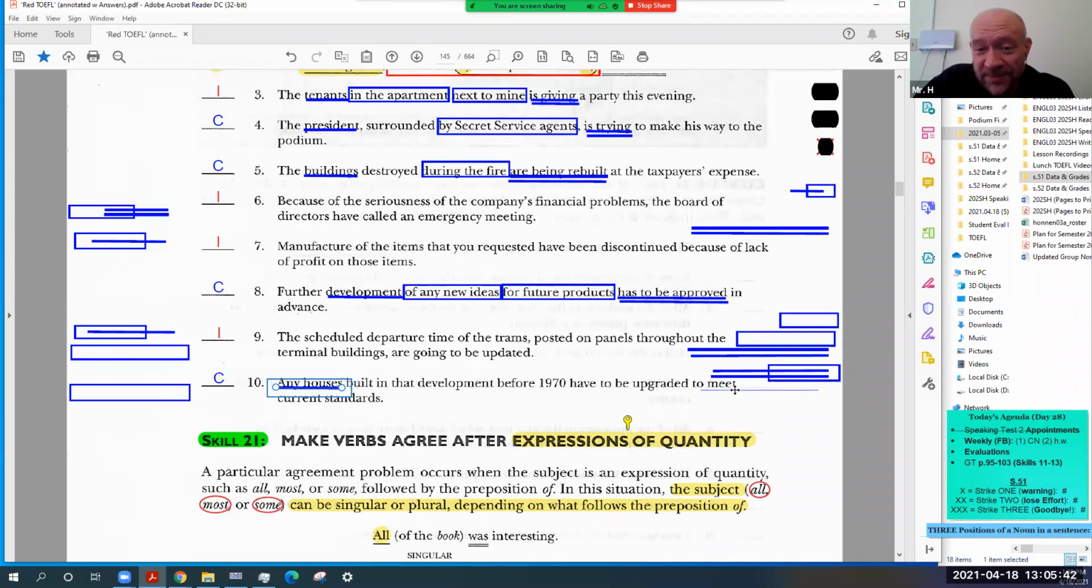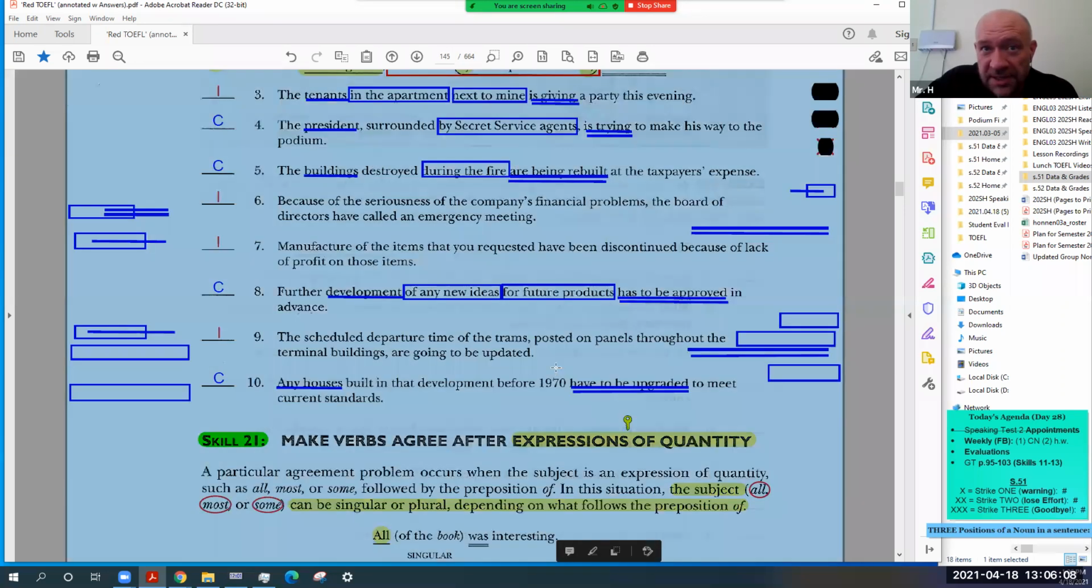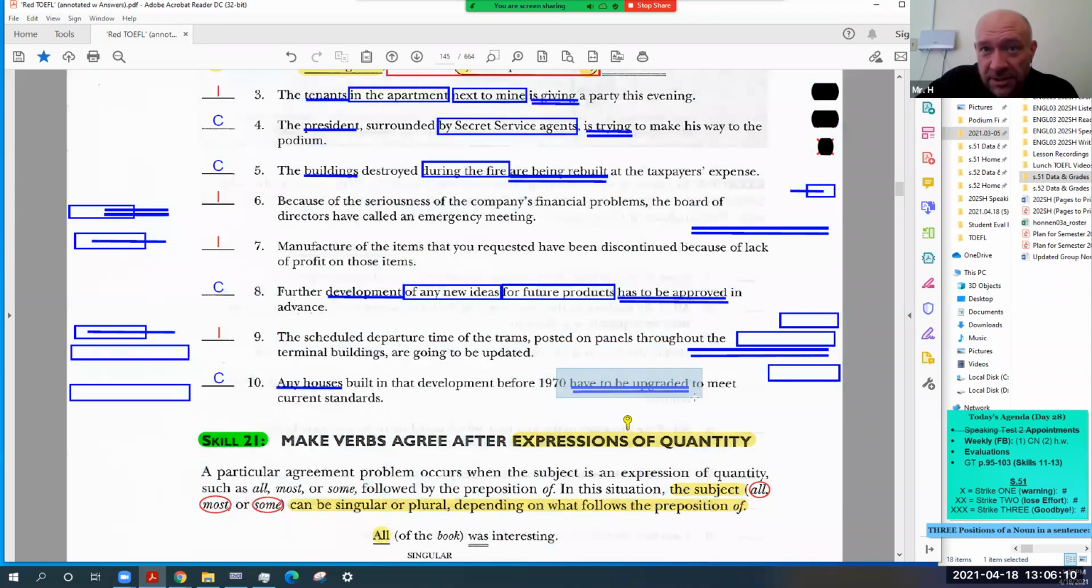It's not a verb. Built in that development is an adjective, a reduced adjective clause. It describes the houses. Which houses? Houses built in that development. So the verb is here. Okay, here is the verb. Have to be. Now, look at the verb. Does it match the subject? Does this match the subject?